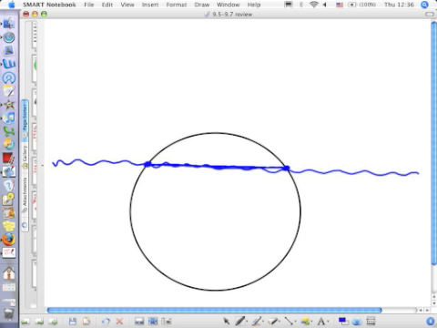Then it also said that the midpoint of the arc, which is going to be the highest point of that arc, was 4 meters higher than its endpoints.